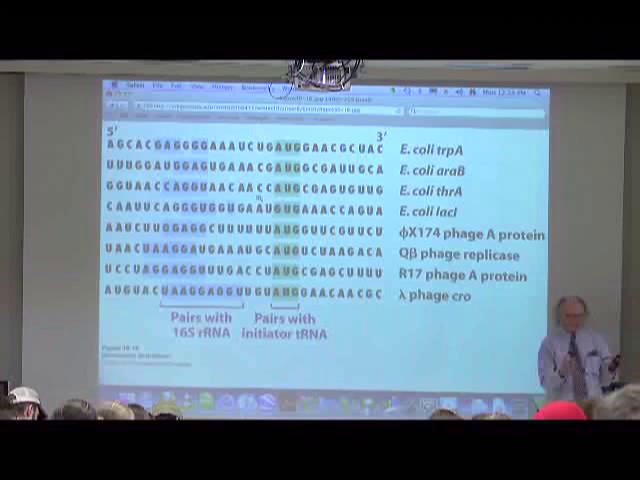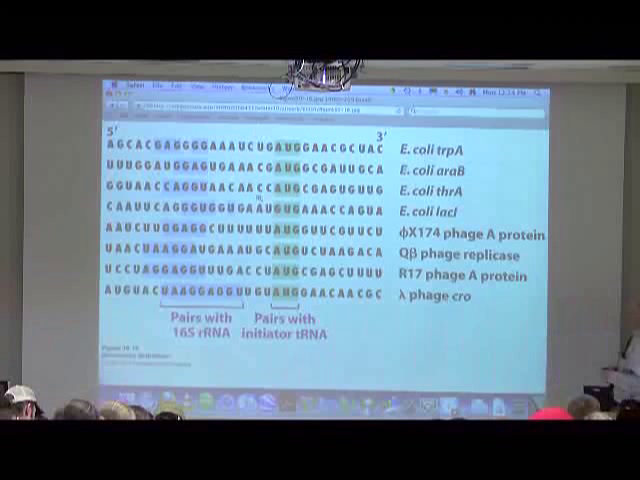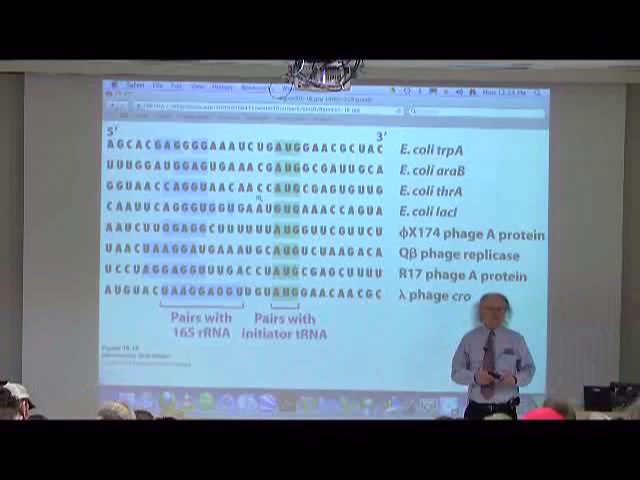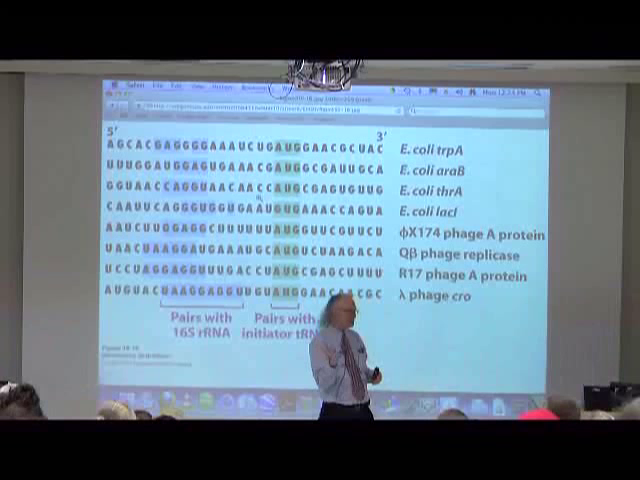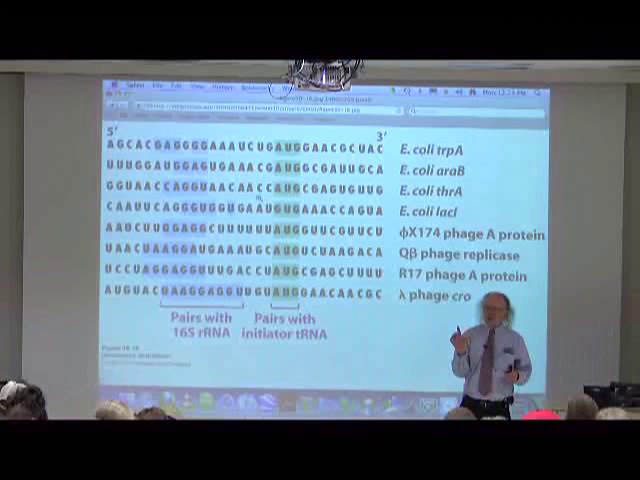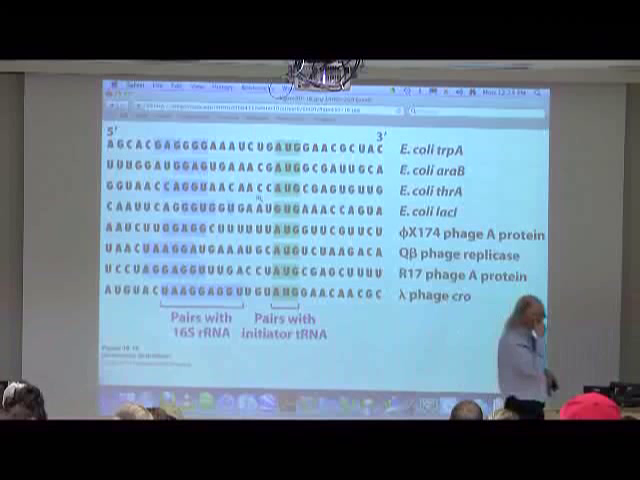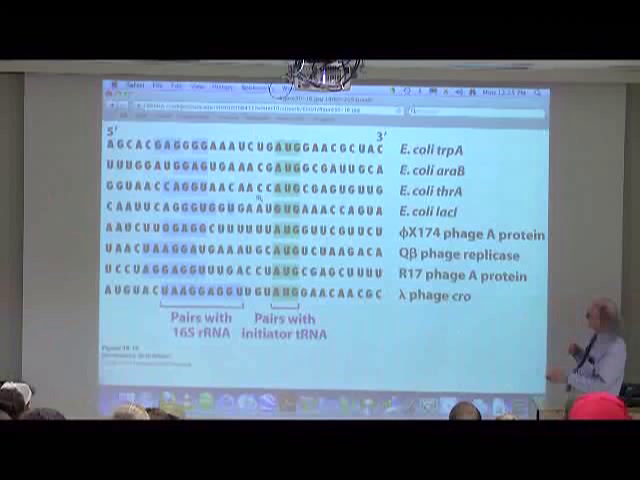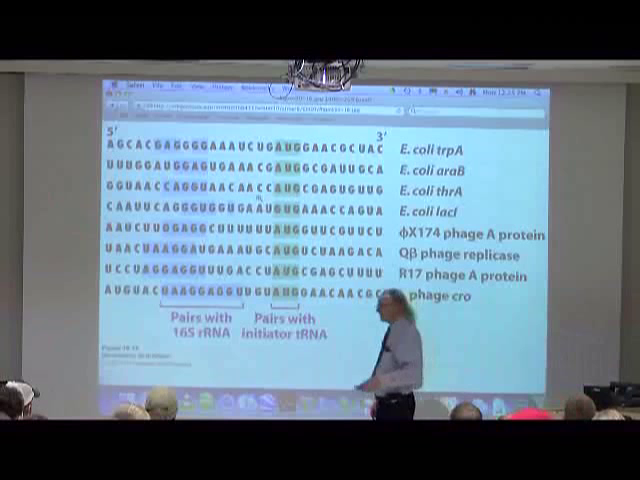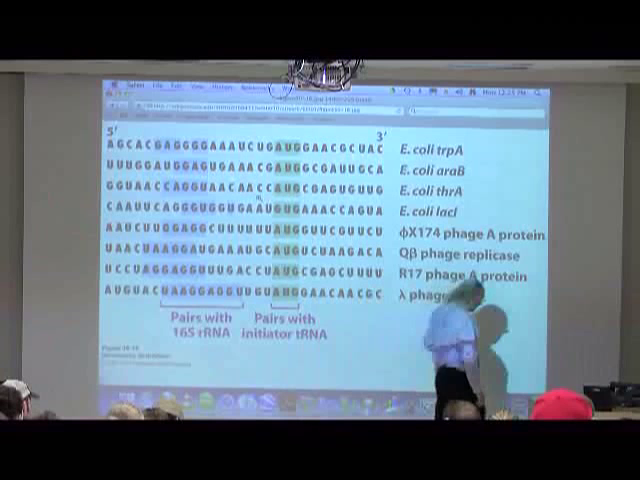We do not see Shine-Dalgarno sequences in eukaryotic cells, partly because we don't have to. Eukaryotic cells only have one protein per messenger RNA that's made. And in eukaryotic cells, usually the first AUG is the one that's used. In prokaryotic cells, that may not be the case. We may see multiple AUGs ahead of there. Here's an AUG right here. Okay? So the first AUG is the one that's used in eukaryotic cells. In prokaryotic cells, they use the Shine-Dalgarno sequence to tell the ribosome where to start translation.